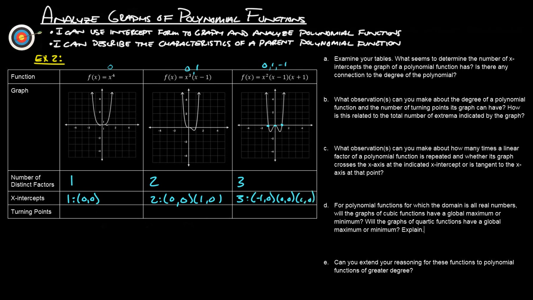And then turning points. There's just 1, right? And that's at 0, 0 right here. Turning points, there's really only one turning point, but there's also a point of inflection as well. So this here is the turning point, and then this here is what we call the point of inflection, right? So officially 1, but there's also 1 inflection point.